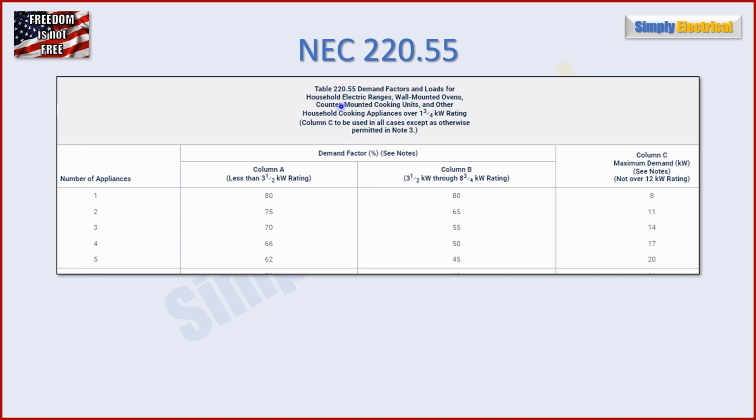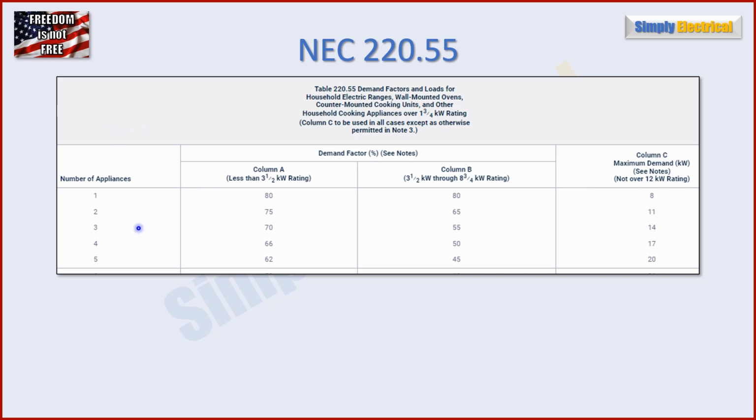Up here it says table 220.55, demand factors and loads for household electric ranges, wall-mounted ovens, counter-mounted cooking units, and other household cooking appliances over 1 3/4 kW rating. Okay, now that's important. It says over 1 3/4, so any ranges under 1 3/4 kW will not apply to this table. They have to be taken at 100%. We'll come back to this parenthetical statement here in just a minute. Let's first look at the table and see how it's laid out.